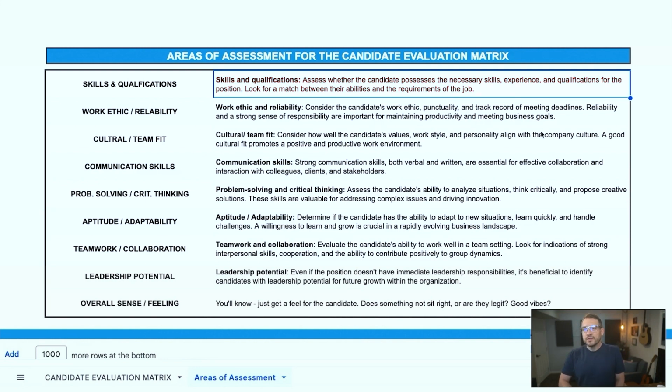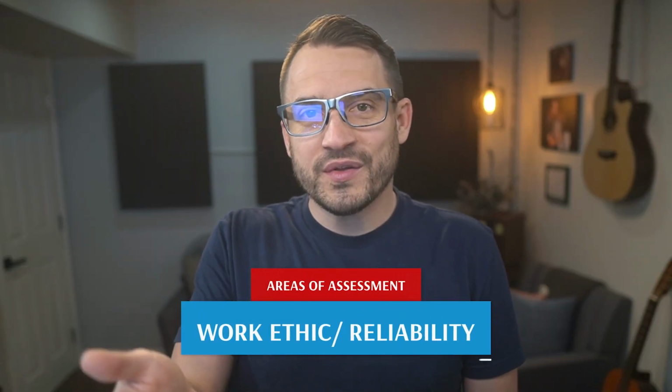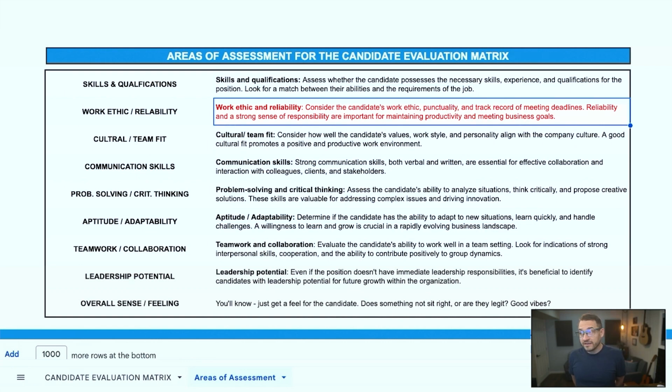So that is sort of self-evident. Now here's something that I'll share with you, how we evaluate this: work ethic and reliability. Everybody wants somebody who's reliable, whether it's a business partner, whether it's a partner, whether it's in a professional relationship or a personal relationship. Work ethic, reliability, these are all very important factors. So we consider the candidate's work ethic, their punctuality, and track record of meeting deadlines.